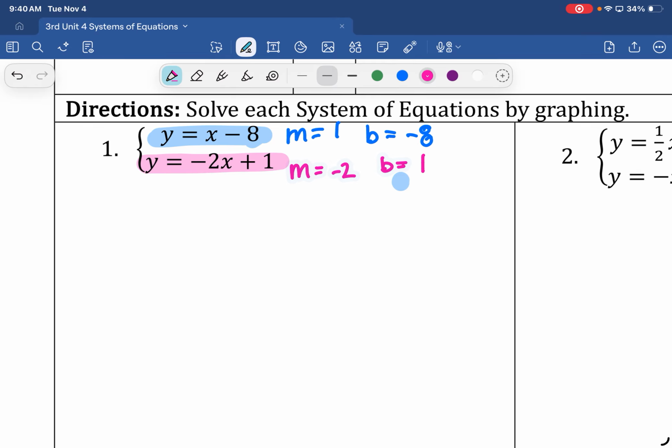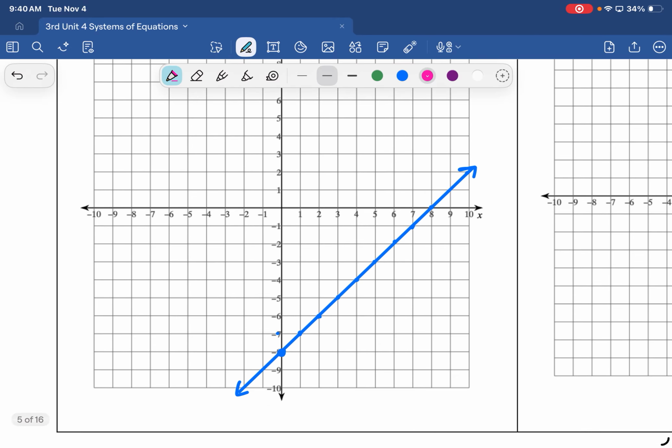1. So to graph it, I'm going to go to where y equals 1. And then I'm going to use my slope of -2. How do I use a slope of -2? What do I need to do? Down 2, then which way? Right. Down 2, right 1. Down 2, right 1.